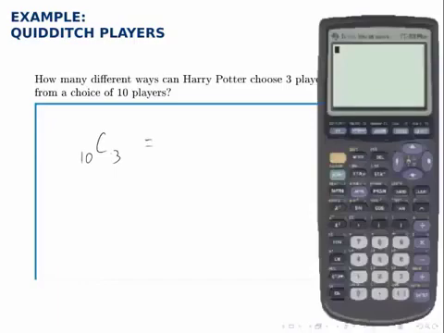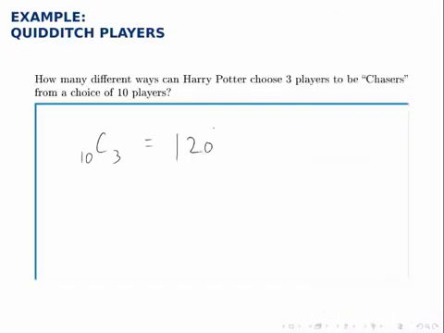So I'm just going to use the built-in function in the calculator. So I type in N, then go to Math, Probability, down to NCR, 3, and find that the answer is 120. So there are 120 total ways that these 3 people can be chosen from a pool of 10.